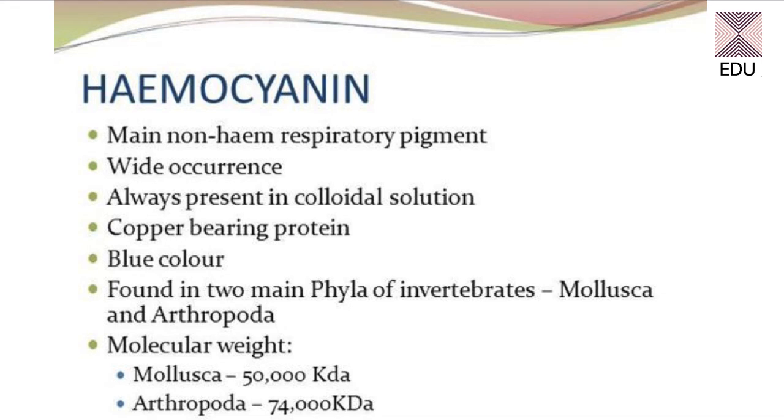It is found in the two main phyla of the invertebrates, that is the mollusks and the arthropods. But one thing should be mentioned here, that the hemocyanins of both the mollusks and the arthropods are different in structure and oxygen saturation. That will be taken up in the later slides. If we go for the molecular weight, in mollusks it is about 50,000 kilodaltons, and for arthropods it is 74,000 kilodaltons. That's why I was saying that these are different in structure.